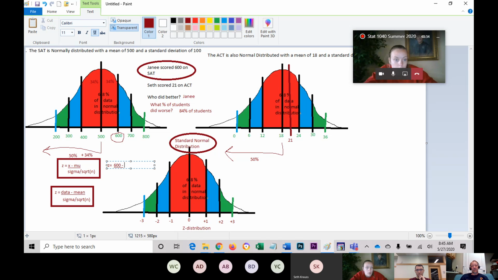I have no idea. Oh, is that the mean? That's the mean of the SAT score. Okay, so that's 18 then. That's 18 is for the ACT, but you took the SAT. Oh, okay. I'm following. 500. Okay. And we're going to divide by what? What's sigma? Yeah, and the square root of. No, let's do sigma first.